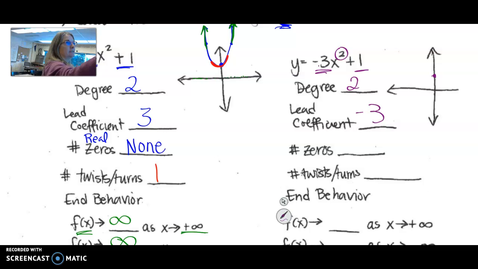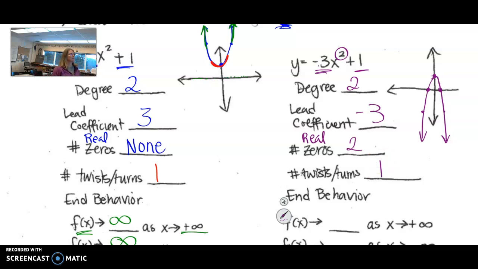If I go over 1 to approximately 3, something like this. So it's going to be a vertical stretch of factor 3. The negative flips it upside down over the x-axis, and the plus 1 moves the graph up 1. So for this function, we have 2 x-intercepts. Therefore, we have 2 real zeros. Twists and turns, we still have just 1 twist and turn.